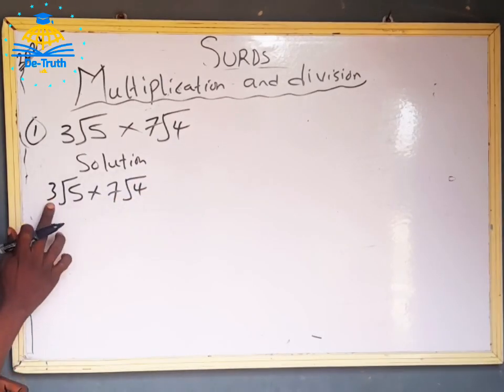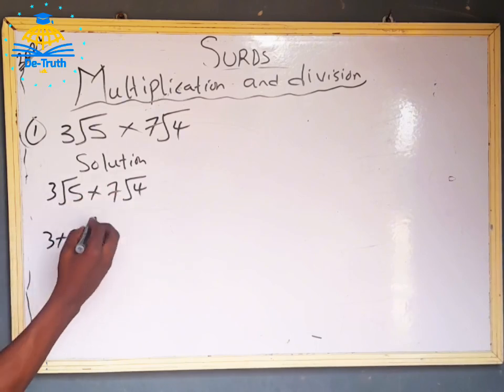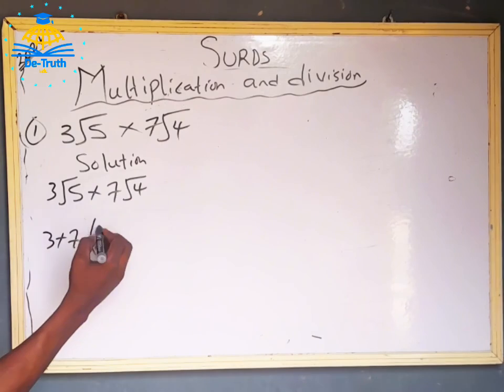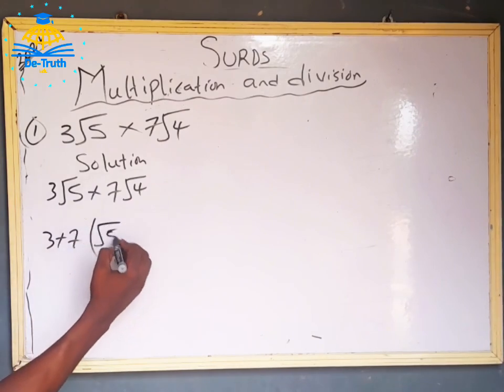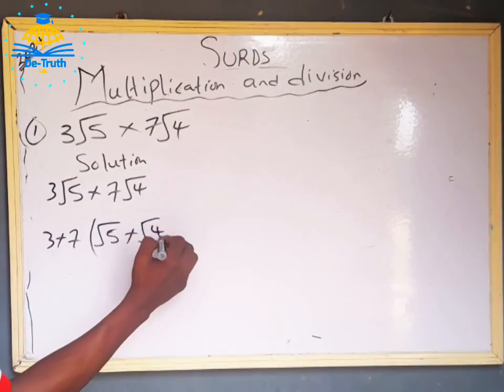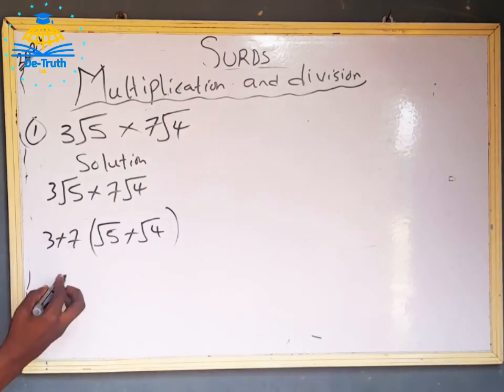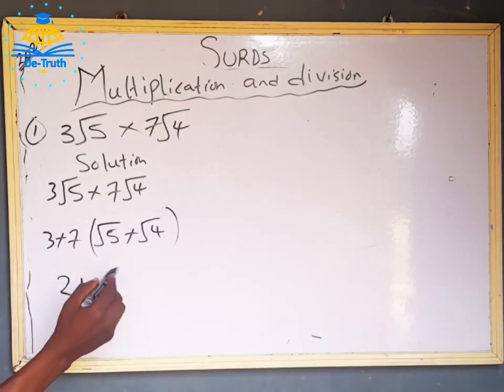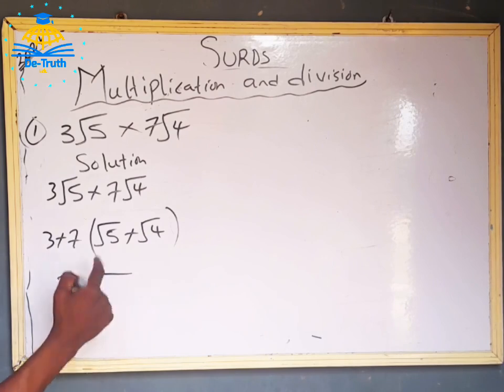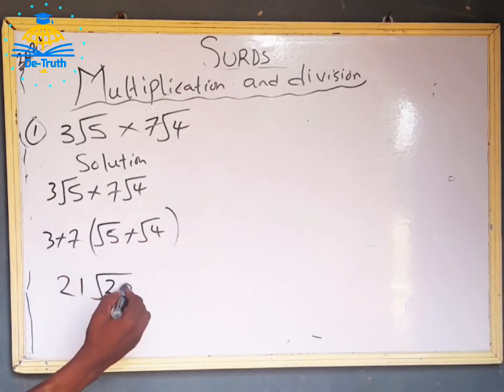So just multiply the 3 and 7 together. 3 times 7. Then multiply the root 5 and root 4 together. Root 5 times root 4. So 3 times 7, this gives us 21. Then root 5 times 4, root 20.